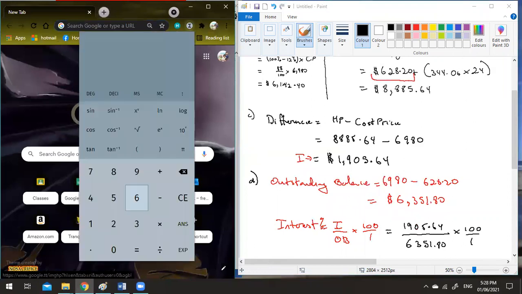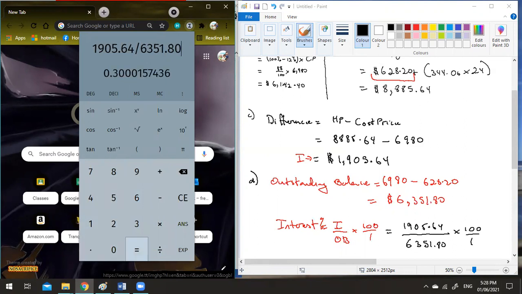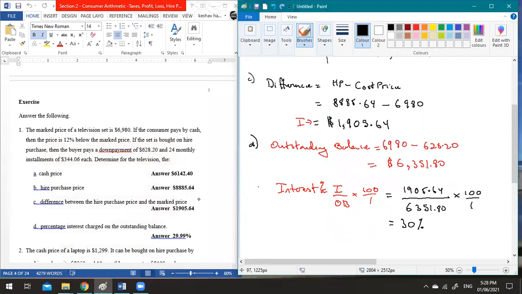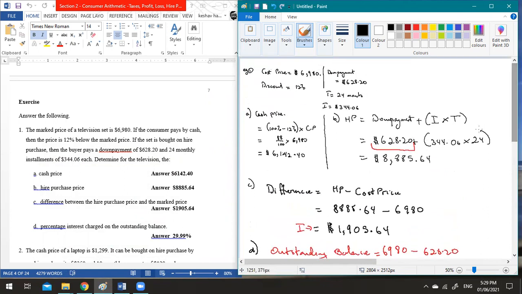So again, we have to use calculators for that. 1905.64 divide 6351.80 equal, then multiply by 100 over 1. So the interest charge was 30%. We round it off to a nice whole number. Right, so 30%. And that was the end of it. They did round it off. But this will be the interest charge, 30%. Right, so let me give you all some time to write it out.